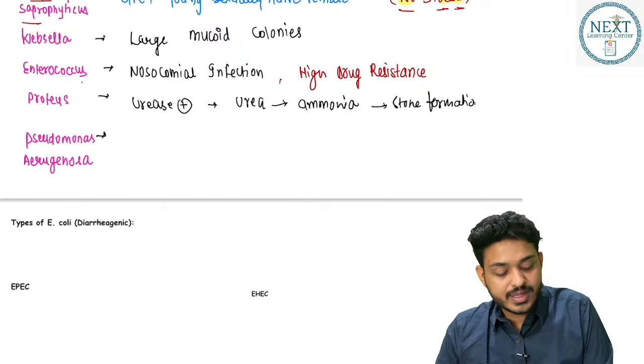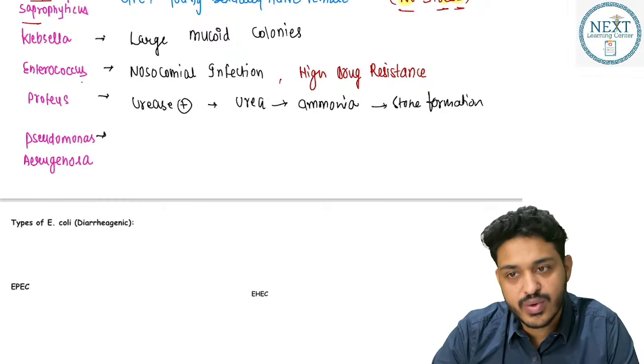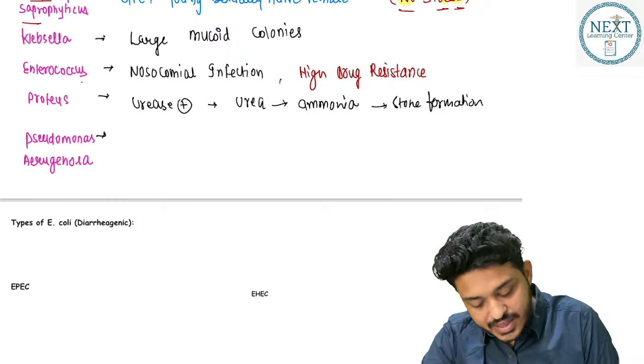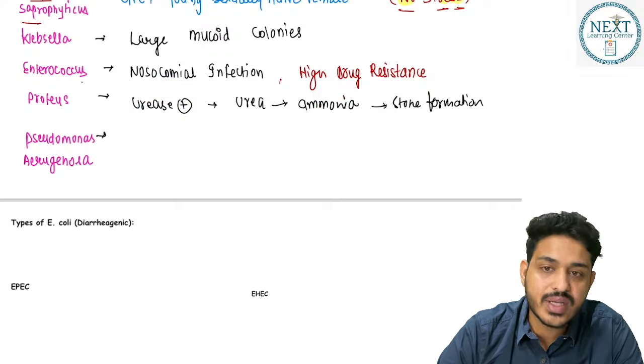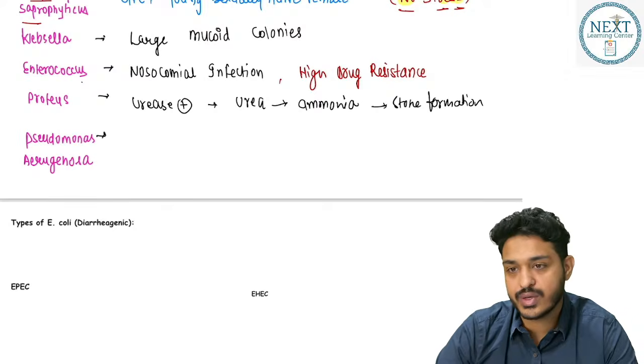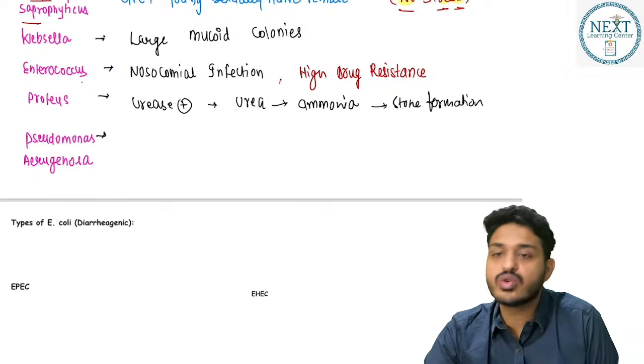What stone is going to be there? This is going to cause struvite stone formation. So this Proteus is a urease positive organism which can alter the pH, and that would lead to what? Again, UTI along with the stone formation. Okay. Next one is going to be Pseudomonas aeruginosa.